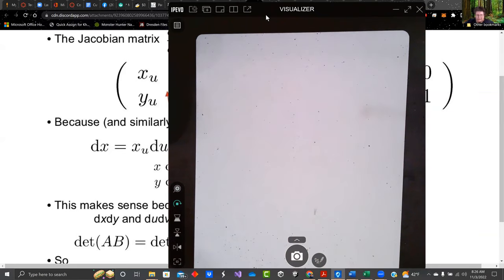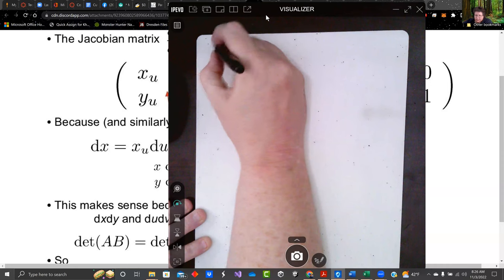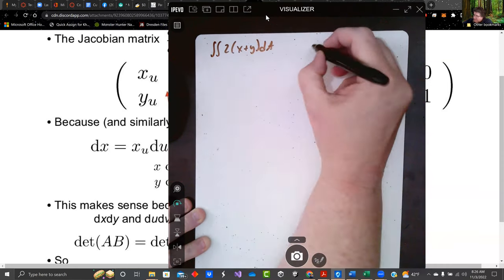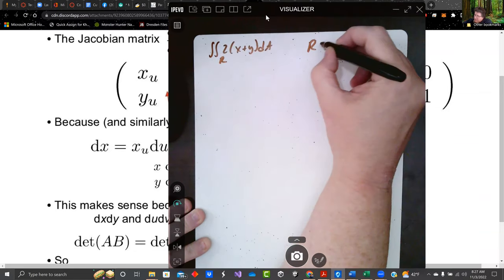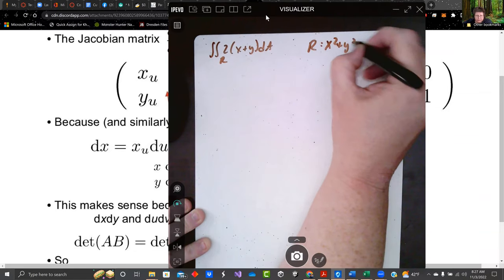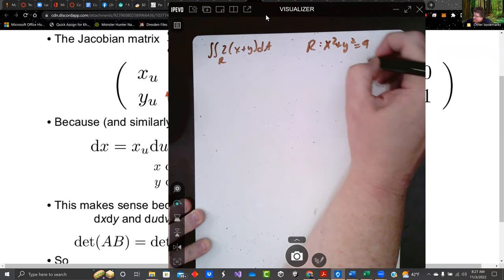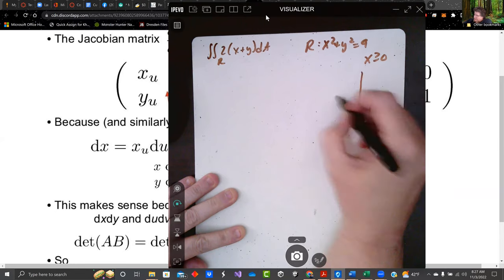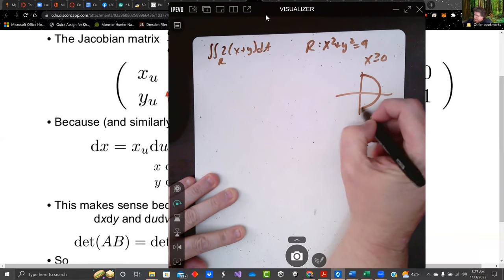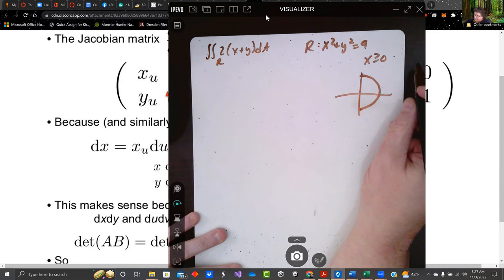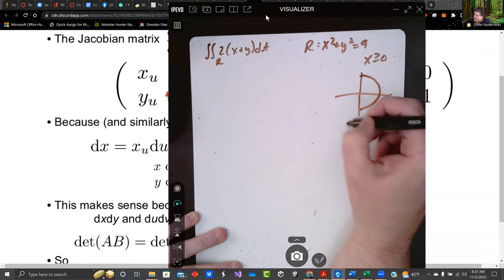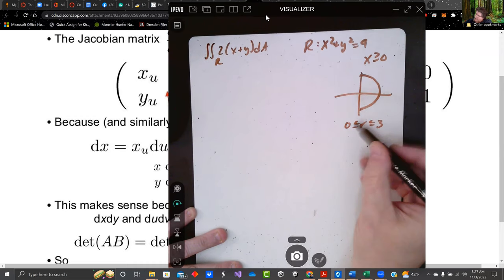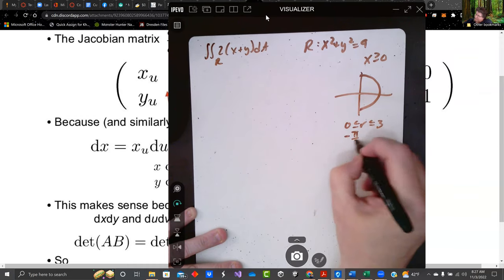Number three, we have 2 times x plus y dA. Our region is x squared plus y squared is 9, and x is greater than or equal to 0. So we're looking at a circle of radius 3, but only that part. So in polar, we've got 0 is less than or equal to r, less than or equal to 3, and negative pi over 2 to pi over 2 for theta.